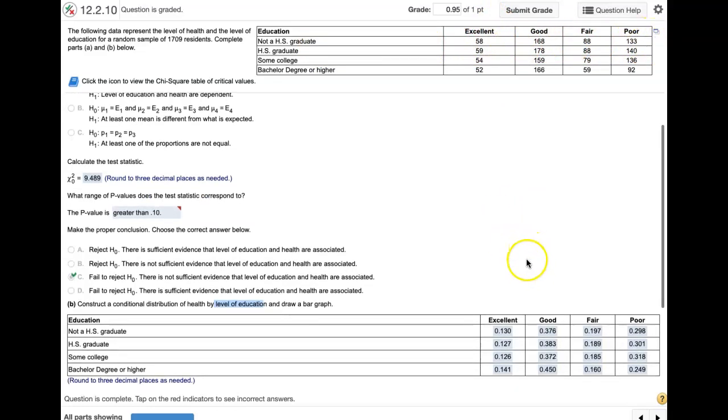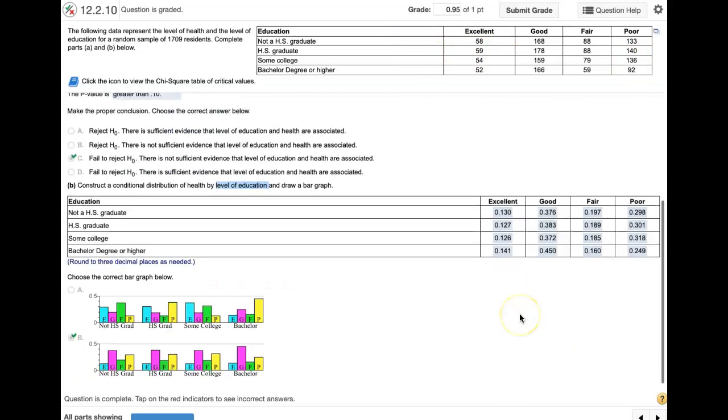So in this case, you would divide 58 by the sum of the row. This number here is 59, divided by the sum of the row, because we're looking at it by level of education. So that's the total, and that's what you would end up dividing. After you get your numbers, you just kind of have to estimate, and bar graphs are made from that.